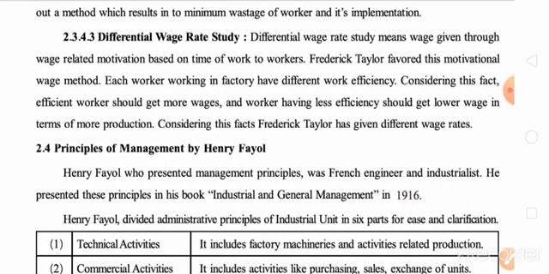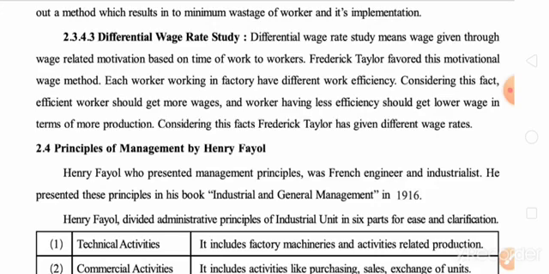Now first of all, what is wage? Wage is a daily remuneration which is given to the workers for their daily work. Here the differential wage rate means we should provide them wage on the basis of their productivity and time of work, or the time spent by the workers in the organization. So differential wage rate study means wage given through wage related motivation.